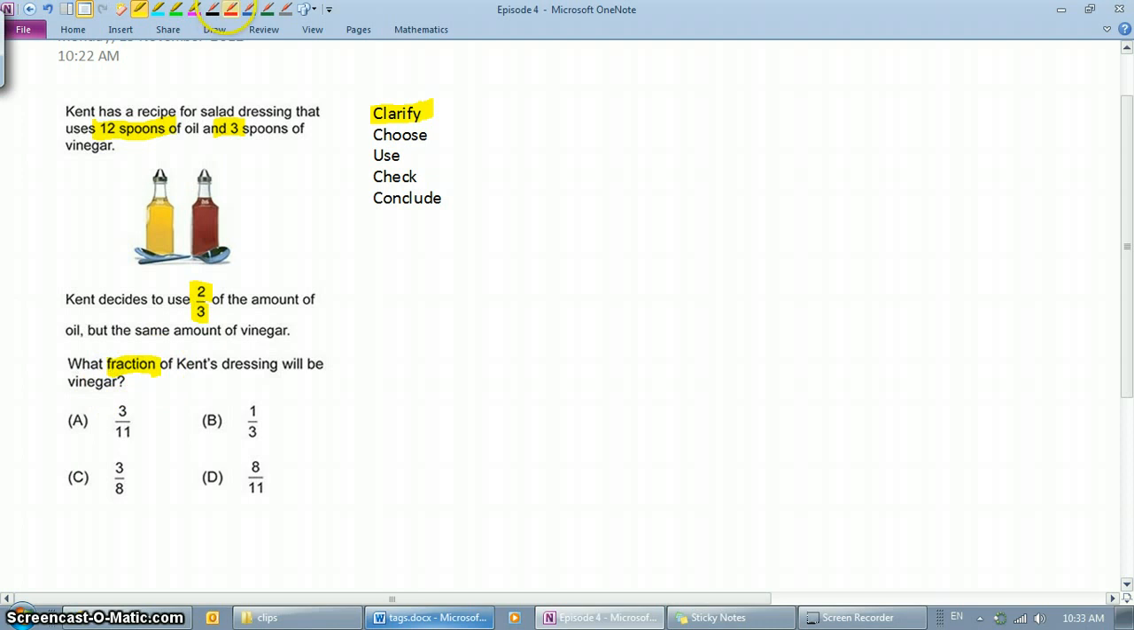So the first thing we need to work out is what is 2/3 of 12 spoons? Because originally it has 12 spoons, and he is going to do 2/3 of that. So how do we work out 2/3 of 12? Well, the easiest way we can do it is by multiplying the fractions. So 2/3 multiplied by 12 over 1.